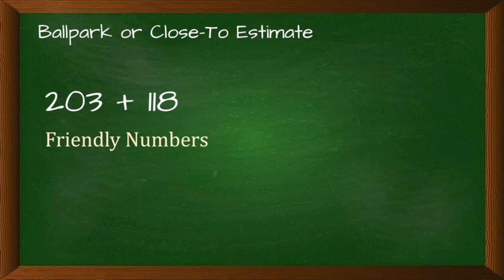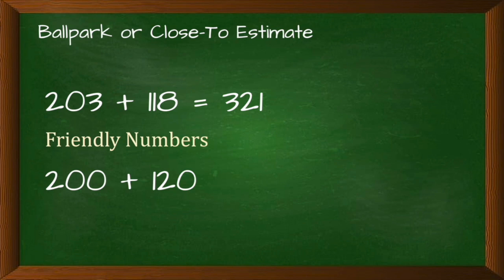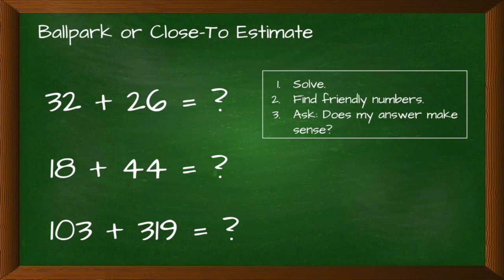Let's try one more. 203 plus 118. 200 is pretty close to 203. And 118, well, I think that's pretty close to 120. 200 plus 120. Well, I know that 200 plus 100 is 300. And then there's another 20, so 320. And look, 320 is pretty close to 321. So I'm pretty confident that my first sum makes sense.